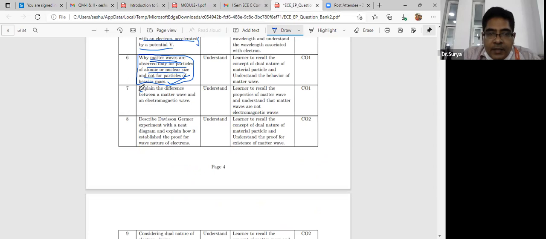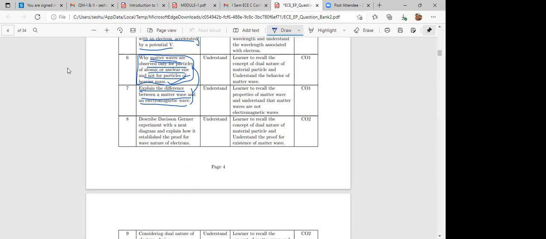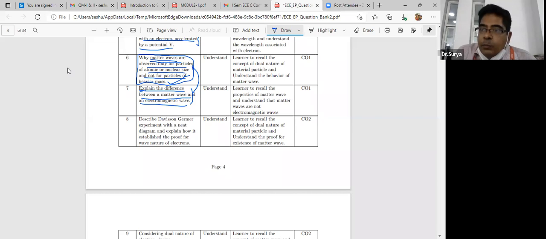Next, explain the difference between a matter wave and an electromagnetic wave. So the answer to this question also we have written in the class, and this is related to the 6th question. Some of the points of the 7th question are also related to the 6th question. So the 6th and 7th can be interrelated.